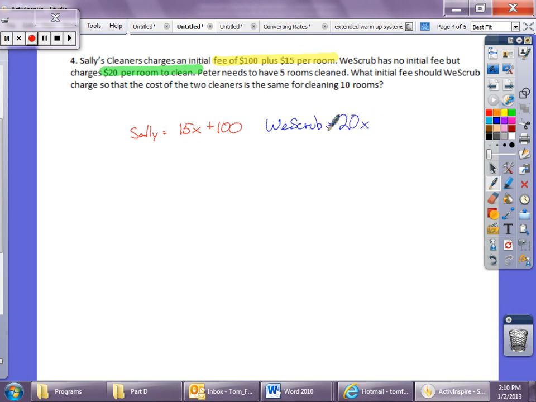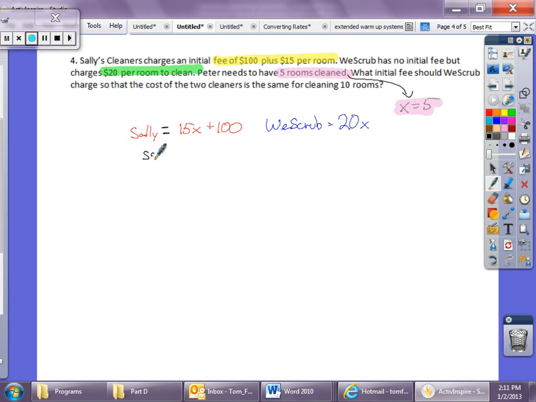And now it says Peter needs to have 5 rooms cleaned. Well, what we know about this, he needs to have 5 rooms cleaned. Well, that's going to tell us that x equals 5, because x is our number of rooms. So x equals 5 from right here. So if our x value is 5, we can plug in 5 for x.